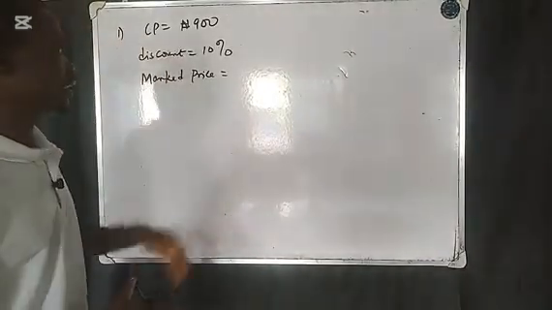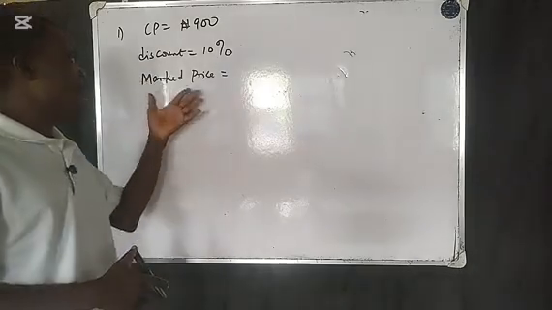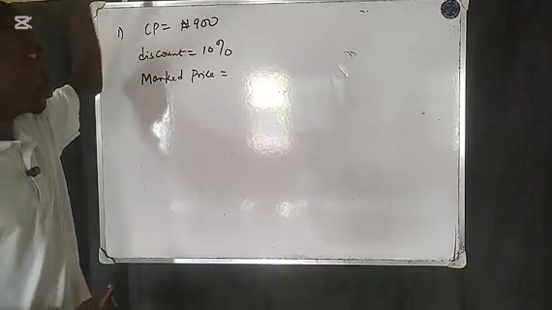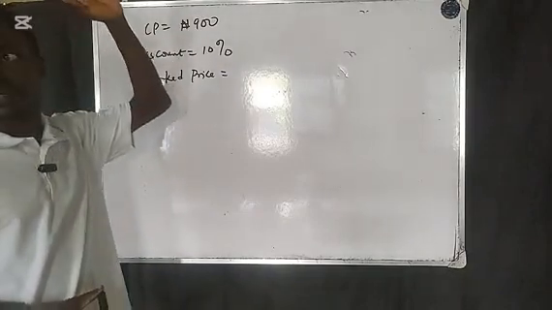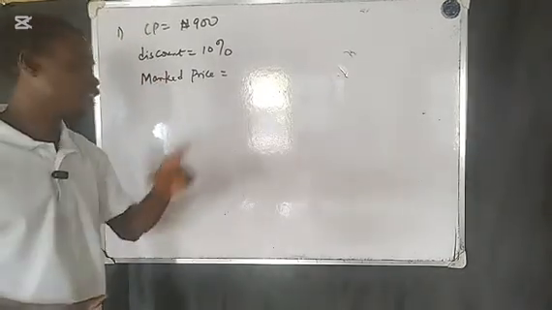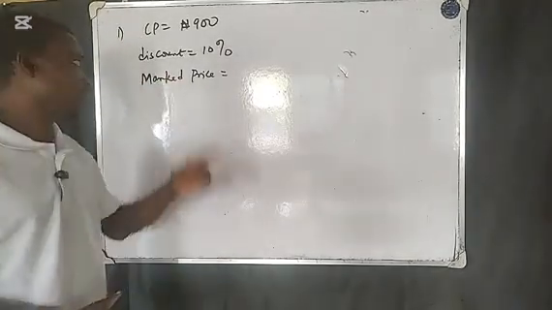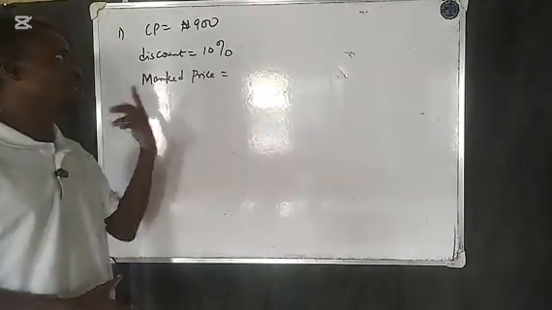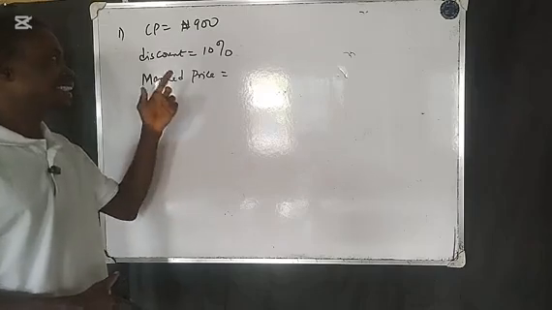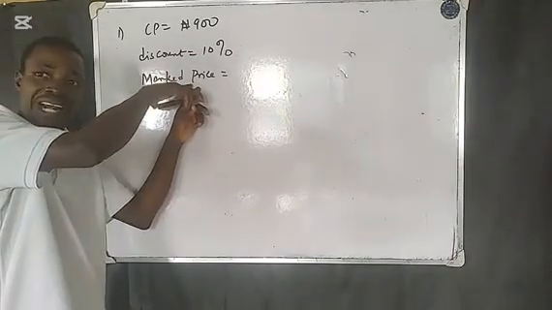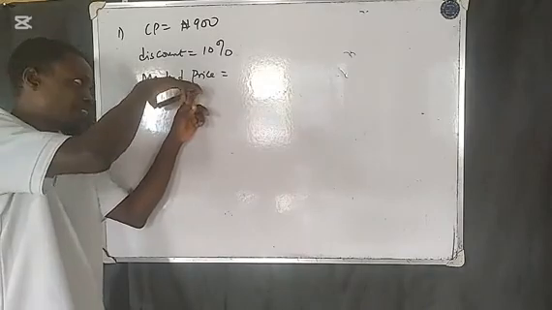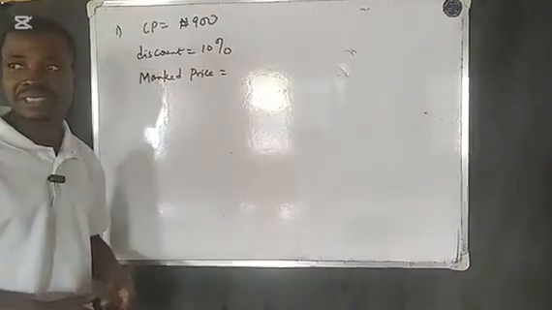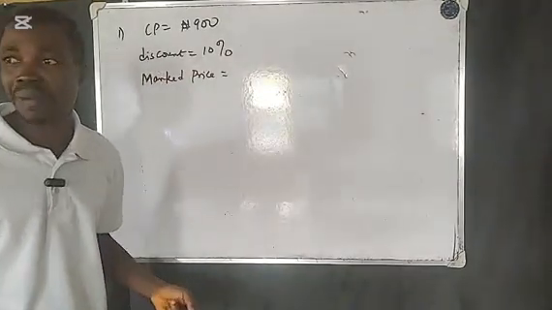But this person did not buy at the marked price. He was given a percentage of 10% as discount. So instead of him paying 100%, he paid 90% of the marked price. And that 90% of the marked price gave him 900 naira. You now say, what is the marked price?